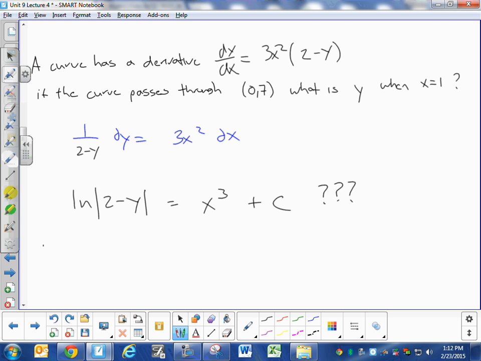Is the antiderivative of 1 over 2 minus y log of 2 minus y? No. What do I need? A negative. Why do I need that? Well, because if I took the derivative of this, it'd be 1 over 2 minus y times the derivative of y, which would have been negative 1.